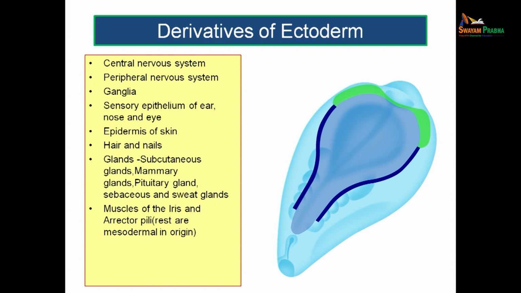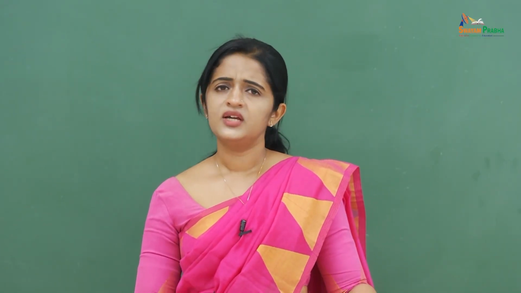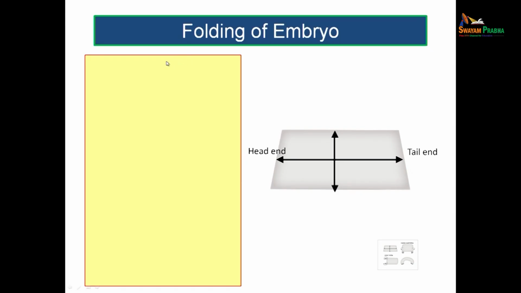So, the muscles of the iris and erector pili, this exception you should always keep in mind, because these are derived from ectoderm, whereas the rest of the muscles of the body are derived from the mesoderm. So, all these are derivatives of ectoderm in a nutshell. Now, let us see the folding of the embryo.